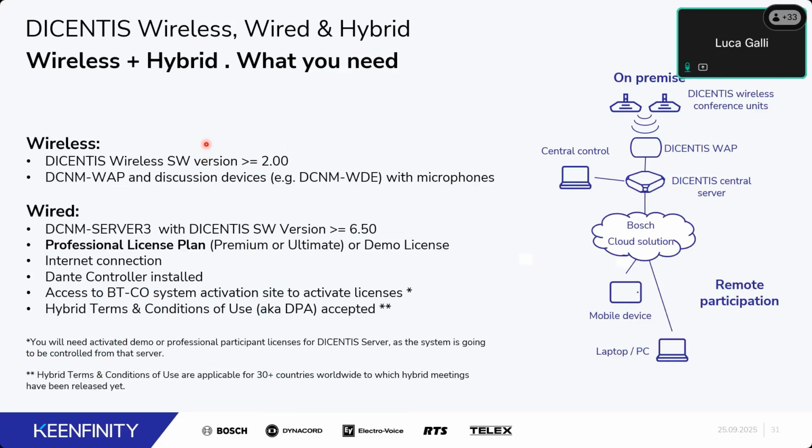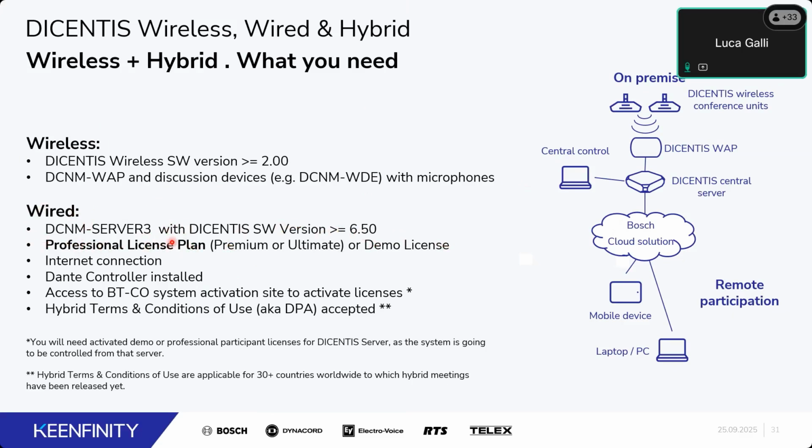It's also here quite easy, because looking from wireless side, you need a DICENTIS Wireless software version higher than 2.0, a DCNM wireless access point with a discussion device and microphones. And as you can see, you don't need any license on wireless side, because you only need licenses on the so-called wired side. Wired side means that you need a DCNM server 3 with a DICENTIS software version higher than 6.50 and a professional license plan or a demo license.